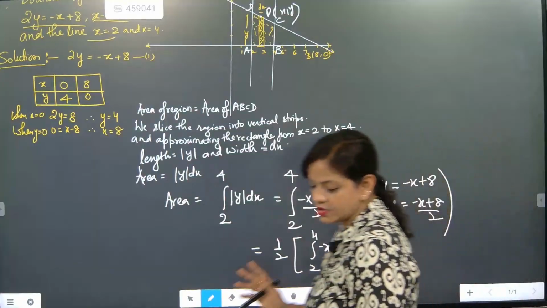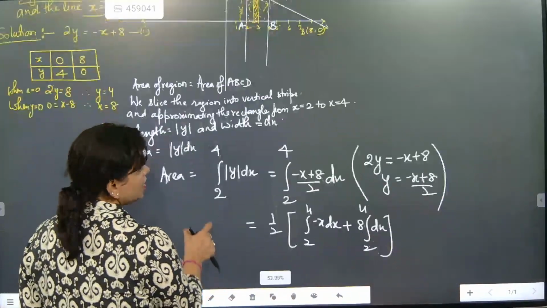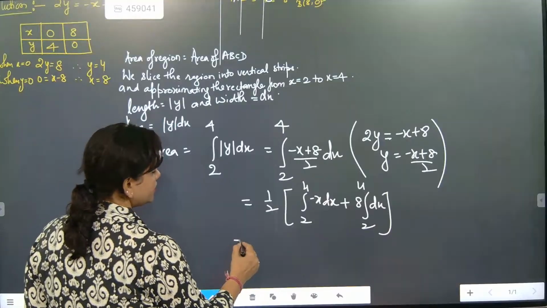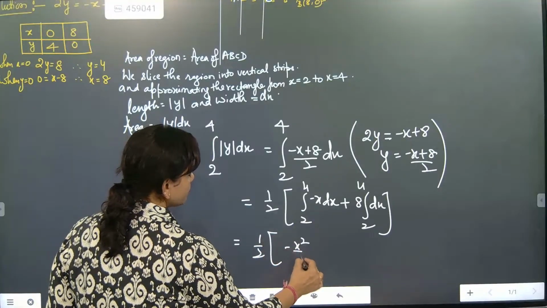Now integration you have to do. Come on, start integrating it and write the values. See, look here. Once you integrate this part, it will be 1 by 2 outside. It will become minus x square by 2.